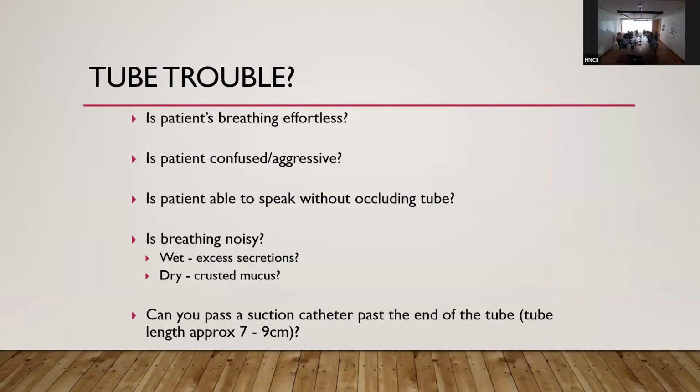You can anticipate tube trouble when the patient has increased breathing efforts, or is confused or aggressive. Whenever the patient is able to speak without occluding the tube, that means there is some obstruction in the tracheostomy because of which air is able to pass through and come out through the larynx. Then, is it breathy or noisy? That can be because of wet secretions, or dry crusted mucus. And whether you can pass a suction catheter. If the suction catheter is not going beyond 7 to 9 centimeters, that means there is a blockage in the tube.